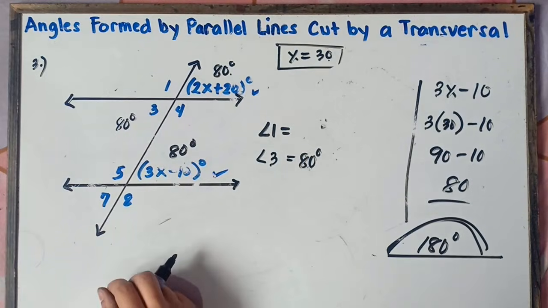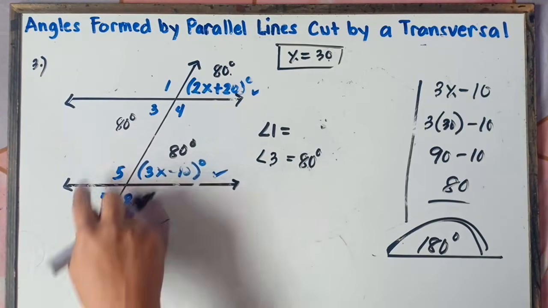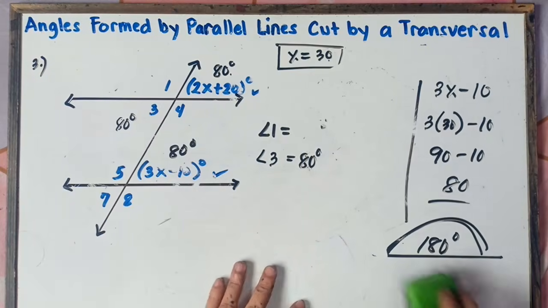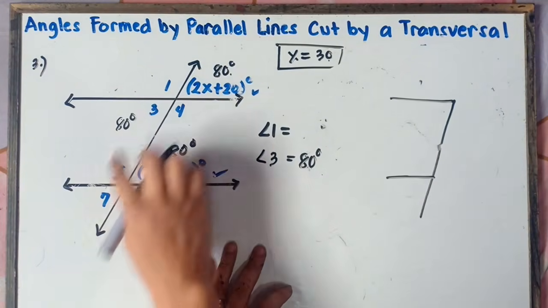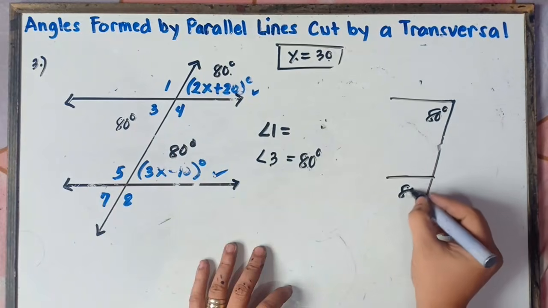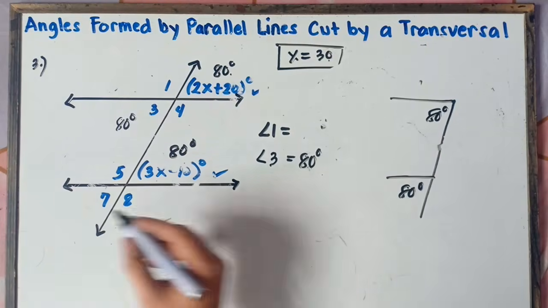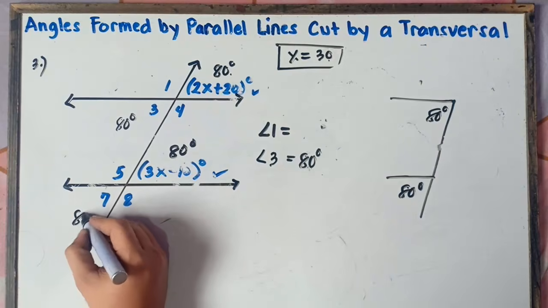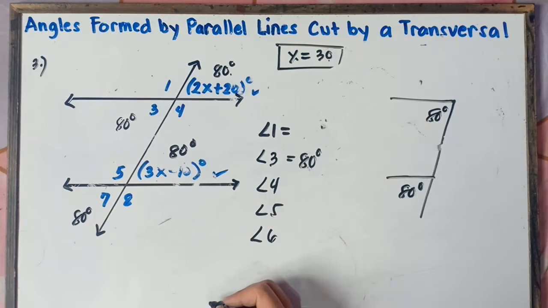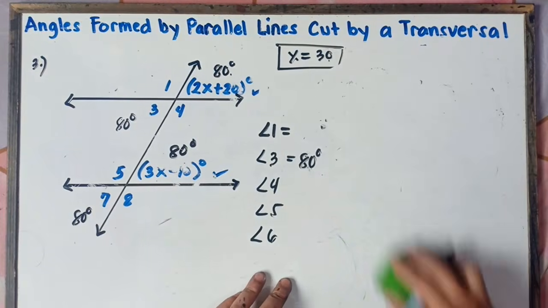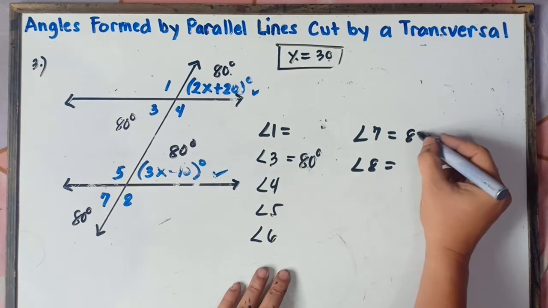Now, if this is 80 degrees right here, what would be the measure of angle 7? Angle 7 should also be 80 degrees because it forms letter F. This one right here, class, it forms letter F. This is also 80 degrees. We call that one, class, corresponding angles. Corresponding angles are always congruent. So this is also 80 degrees for angle 7. Okay, angle 3, angle 4, angle 5, angle 6, angle 7, and then angle 8. Angle 7 is 80 degrees.